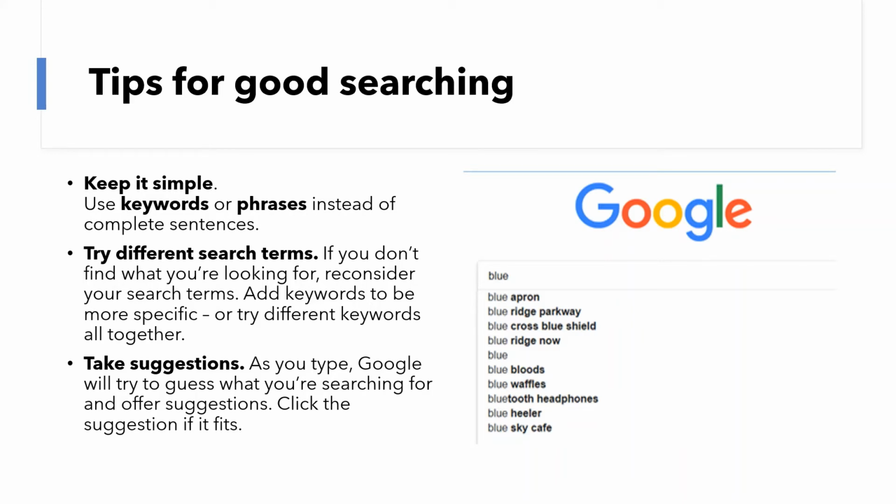And then finally, you saw an example of this on the last page where I was showing you how to look something up using your search engine: Google and most other search engines will start to offer you suggestions as you're typing. So you can see here in this example where I've started just typing blue, and it's giving me all kinds of suggestions: Blue Apron, Blue Ridge Parkway, Blue Cross Blue Shield, and you can click on the one that fits. So sometimes you don't have to type out your whole search term. You'll start to type out part of it, and then Google will supply the rest.